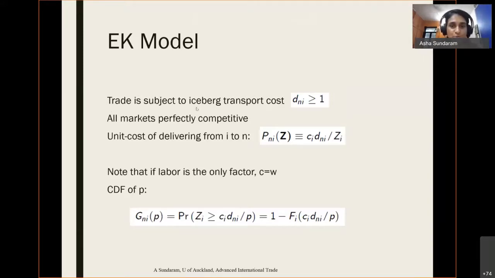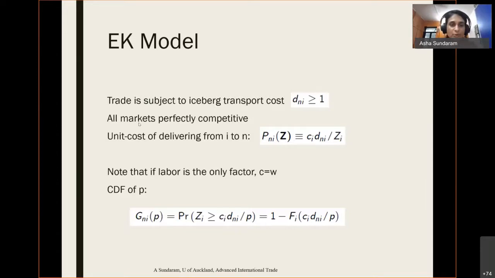So trade is subject to iceberg transport cost. I don't know if people know what iceberg transport cost is. If you think about an iceberg being transported, some of the iceberg melts while it is on the way. So if you're taking an iceberg from India to China, some of it is going to melt, which means that if you want the product to get to China in one piece, you have to ship more than what is intended to get there, because you're going to lose some on the way. There is some depreciation on the way, and that's what the iceberg transport cost picks up. So D_ni greater than or equal to one means that you have to ship a lot more than one if you want one unit of that product to get to the destination. It's a way of modeling these transport costs.